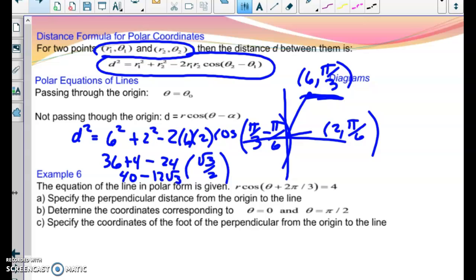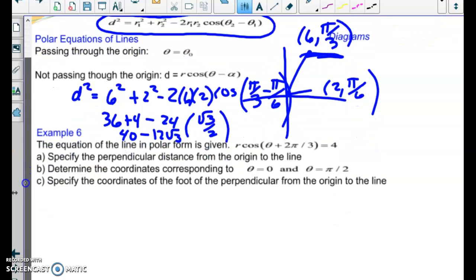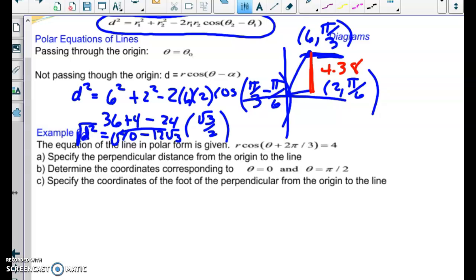All right, so that's a distance formula. Just for the fun of it, I'm going to plug that into my calculator. I'm going to pause. And so when I plugged it in, I got 19.2 for the 40 minus 12 root 3. And then when you square root both sides, the distance from here to here is 4.38, which seems like a pretty good answer.